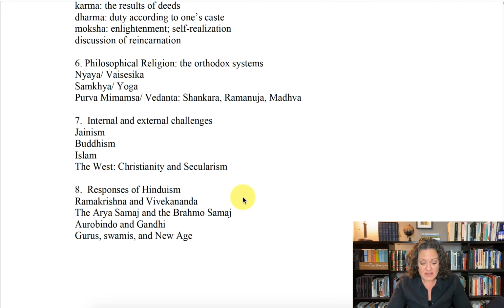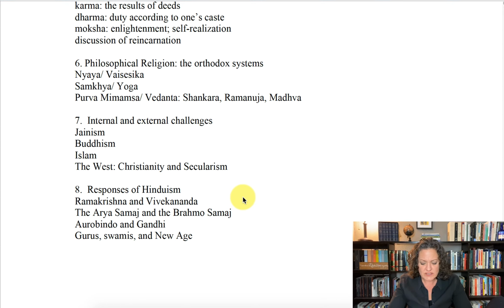And this is in the 1800s. And if you've read any of the transcendentalists in American philosophy, they were studying the Vedas. They were studying the Gita. And they had an influence in the United States. Okay, so that's one response, Ramakrishna and Vivekananda.